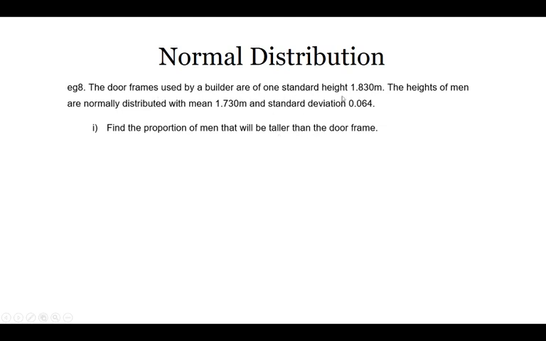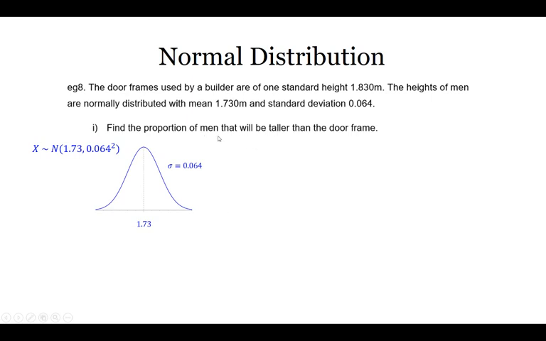Okay, the door frames are fixed. There's not much we can do with that other than recognise that they are that height. But the men, they are normally distributed with mean 1.730 and standard deviation 0.064. So I can write this as a normal distribution definition. Mean first, and don't forget in your definition you have to put the variance. You can write it like that, so that's much better because it will prompt you into using 0.064 squared when we need it later on.